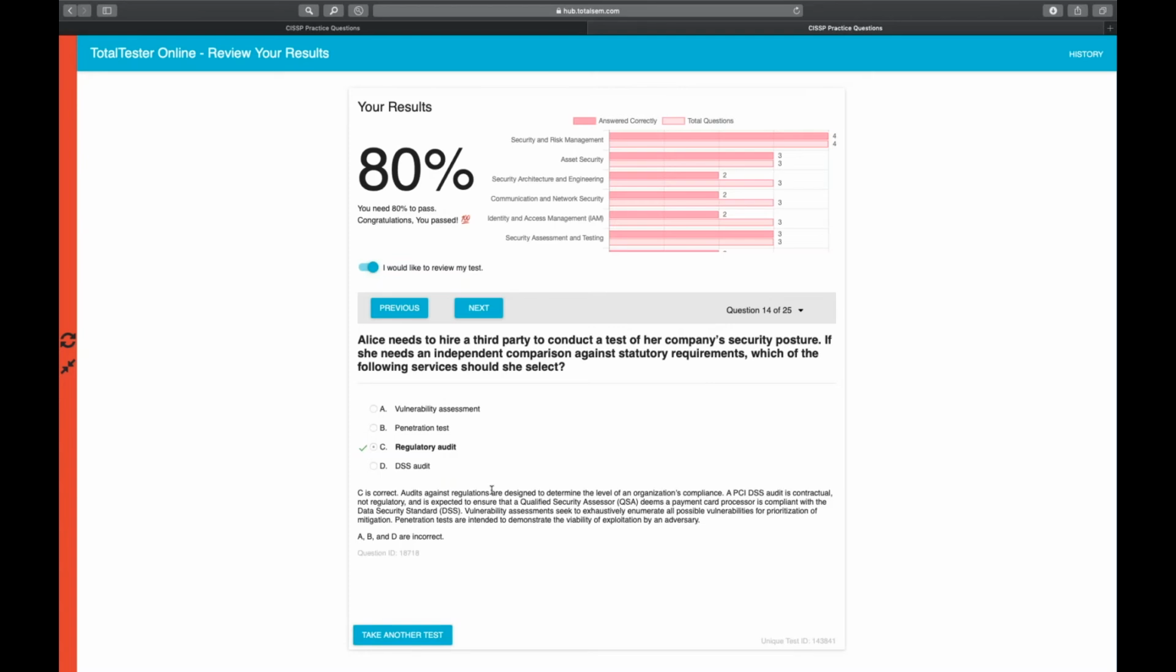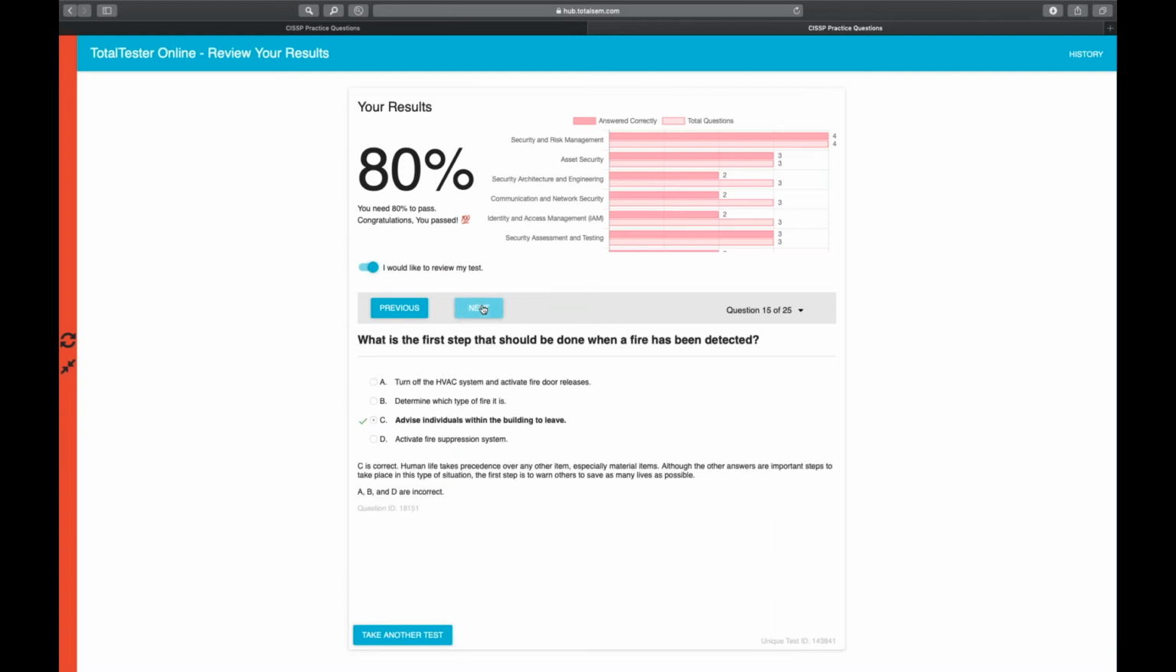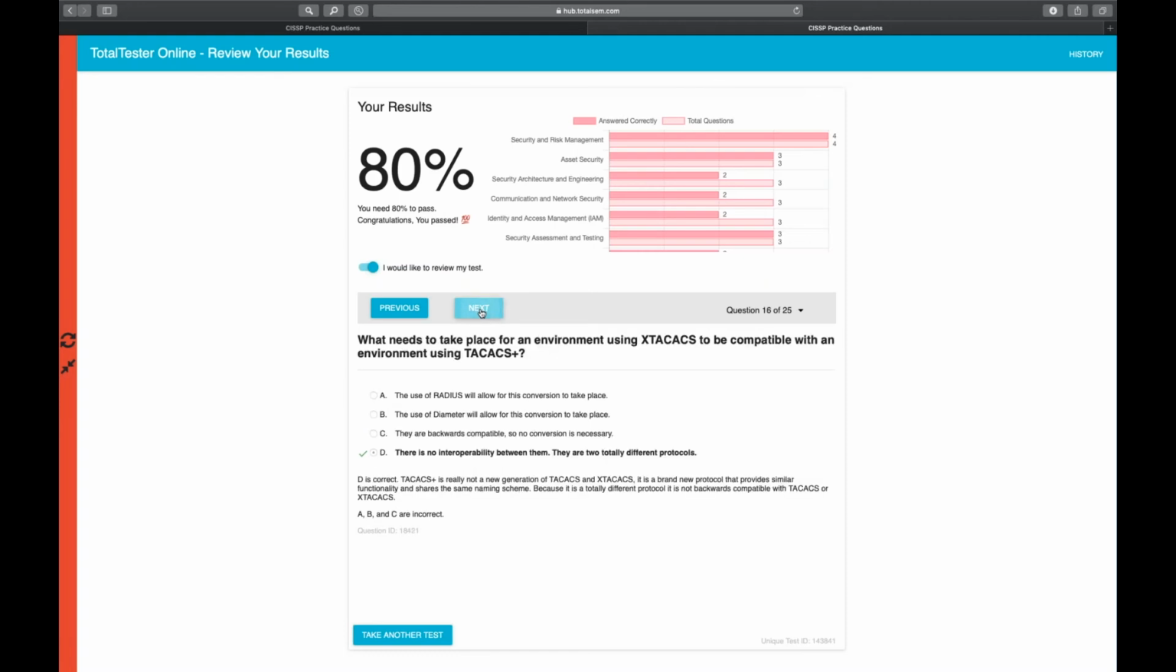But okay. Yeah, this one dealt with regulatory audits. That was pretty easy. Always advise human life takes precedence over any other item, especially material items. Although the other answers are important steps to take in this type of situation, the first step is to warn others. And this question I think is on every exam or some variation of it.